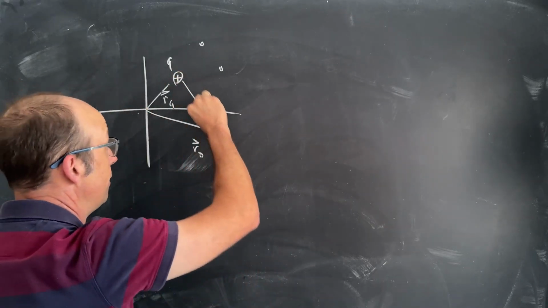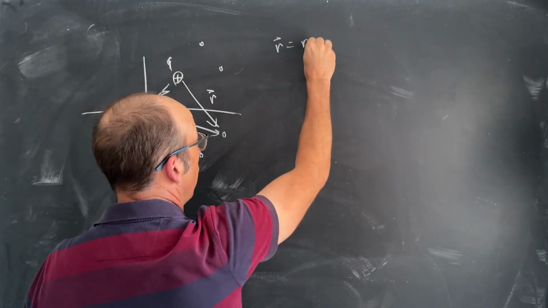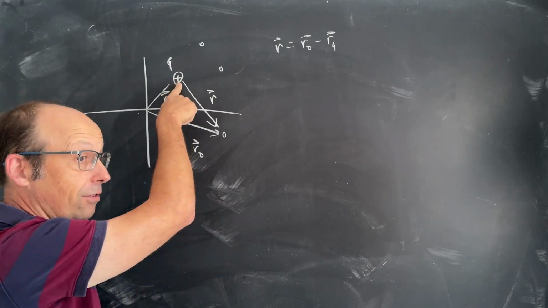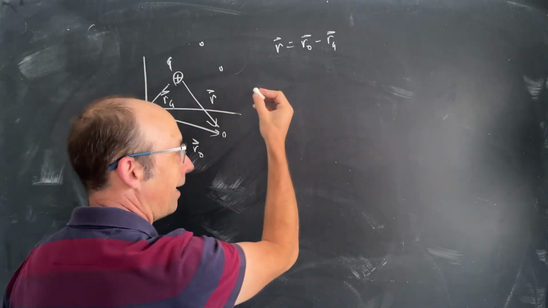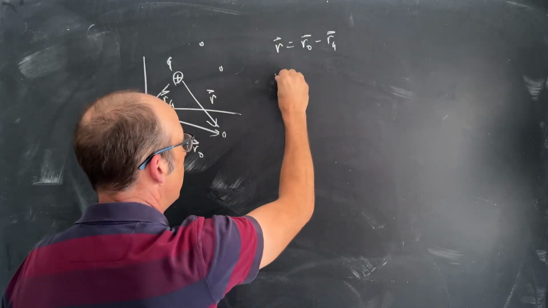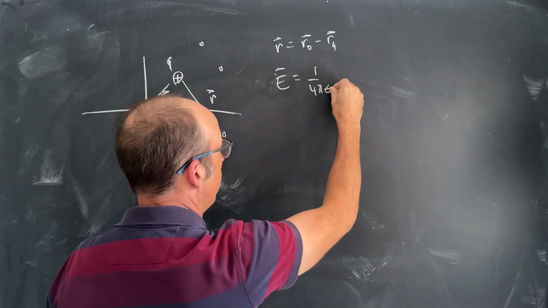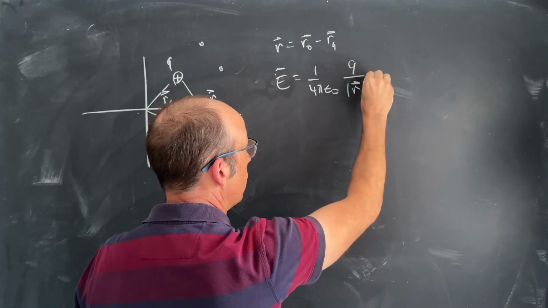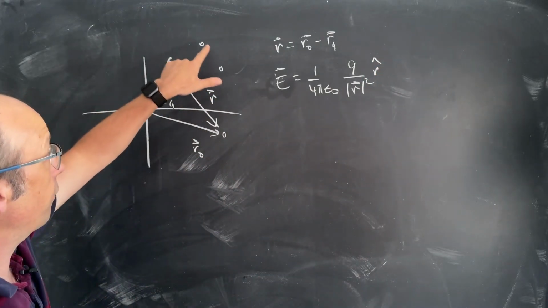So I need to find this vector, R. So R is the vector RO minus RQ, right? So this is not at the center, right? It's not at the origin. And then I can calculate the electric field. I'm going to call that just E, because it's just due to one charge. E is 1 over 4 pi epsilon naught, Q over the magnitude of R squared, times R hat. So all I need to do is to do that for every one of these points.